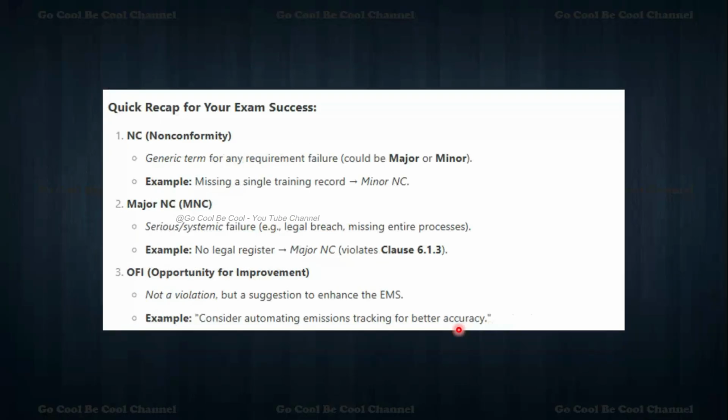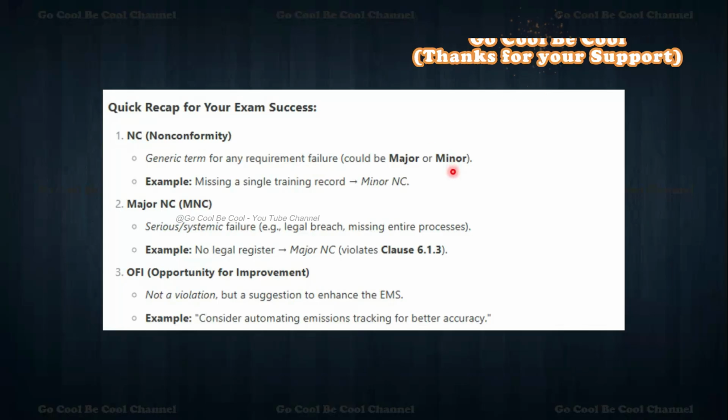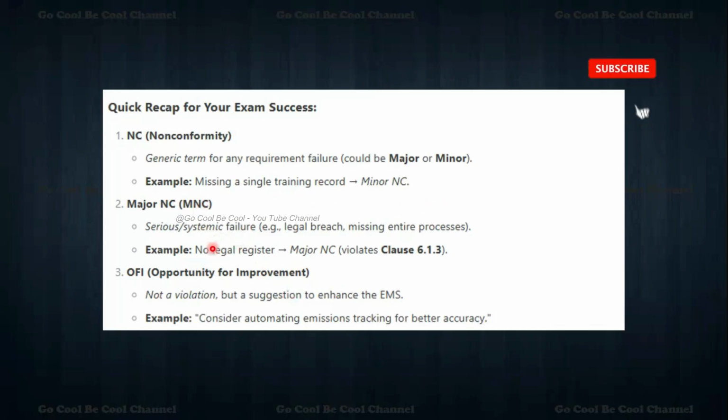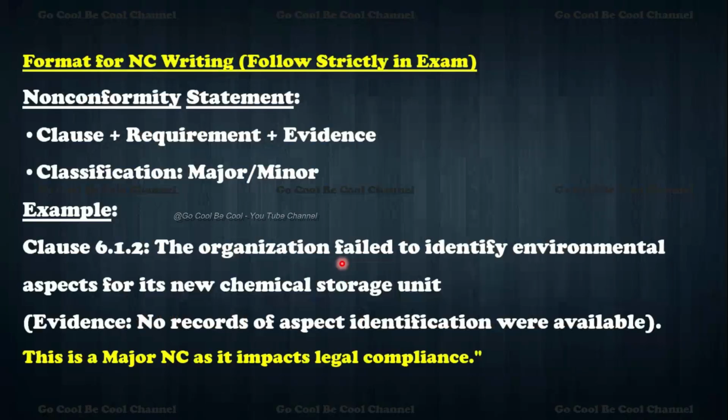Quick recap for your exam success. Non-conformity is the generic term for any requirement failure, so it could be major or minor. For example, missing a single training record is a minor NC. A major NC is a serious and systemic failure, for example a legal breach or a missing entire process. For example, no legal register, we can declare a major NC. OFI is the scope for improvement for better accuracy, such as considering automation. Next, the format for NC raising, my dear friends.